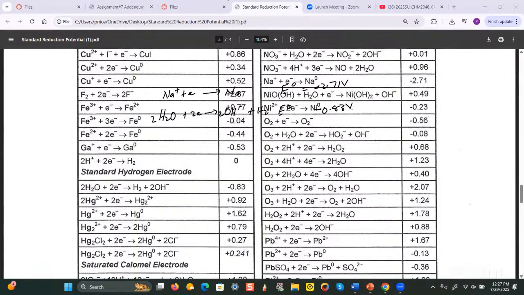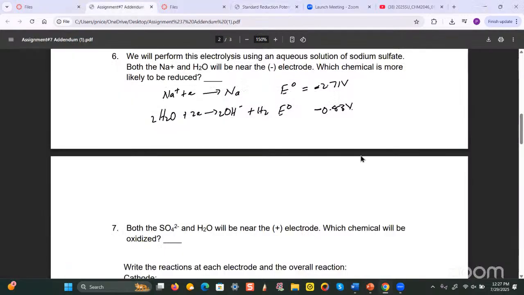Okay, so now that we have those two values, the question now becomes, which of these two is higher? Because the one with the higher EMF value is the one that's most likely to occur at the cathode, all right? So which one is most likely to occur? The water, the reduction of the water. So the answer here you're going to put would be the water. The water is more likely to be reduced because its reduction will have a higher EMF value.